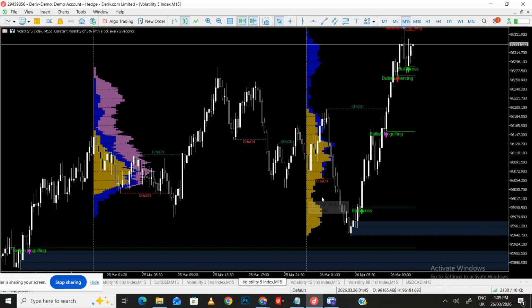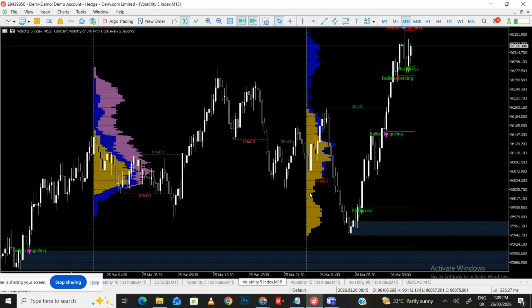Now look at right here. You know that the momentum of the market profile indicator was exhausted here. It was exhausted here. But if you look at this right here, there is no market structure shift. There is no market structure shift. So you cannot just follow the market profile indicator without a market structure shift.